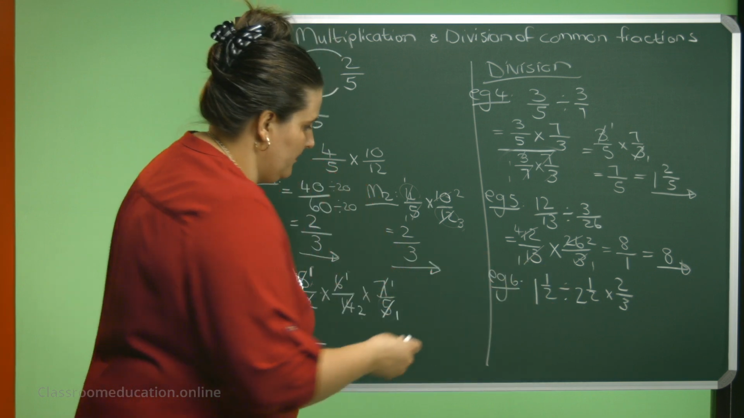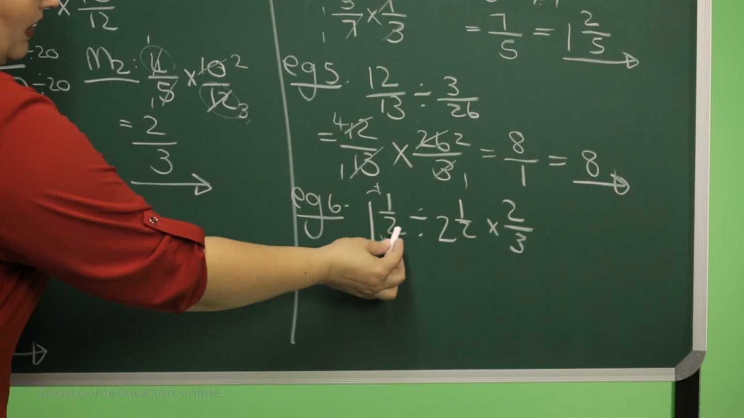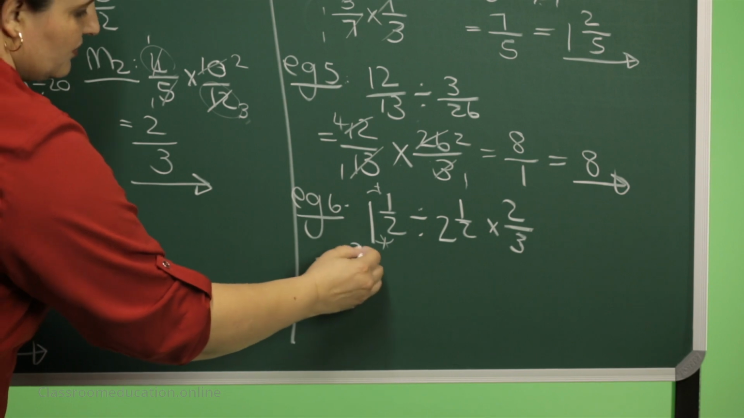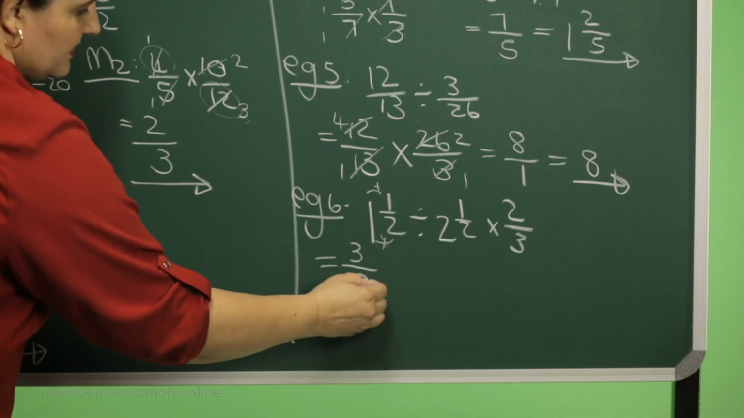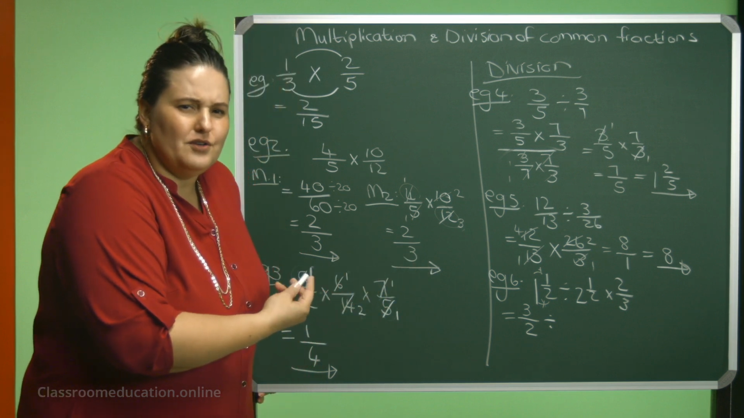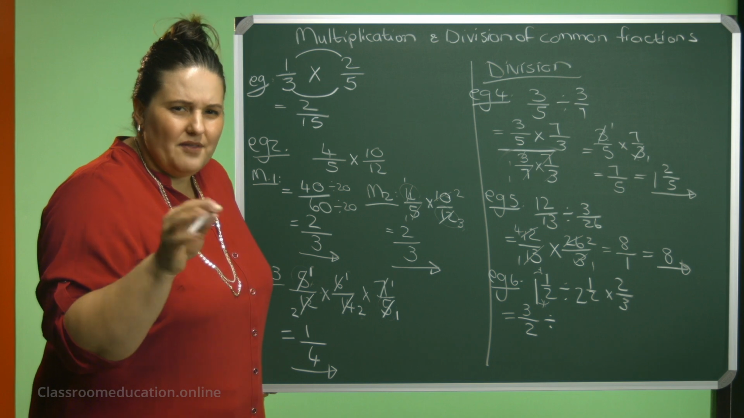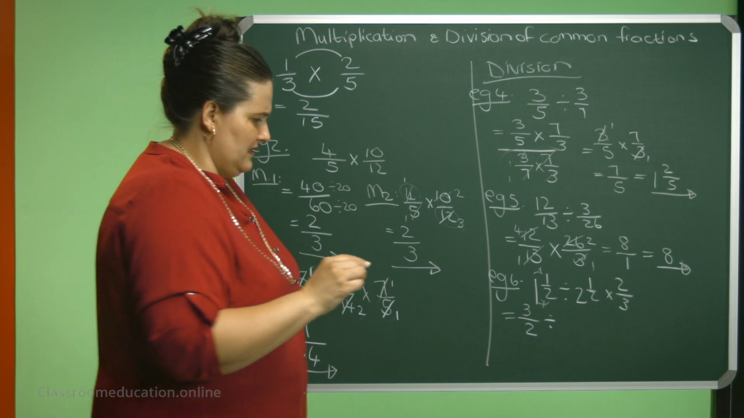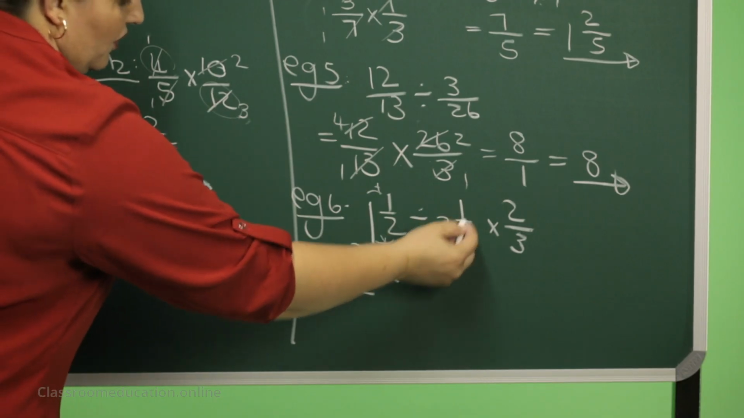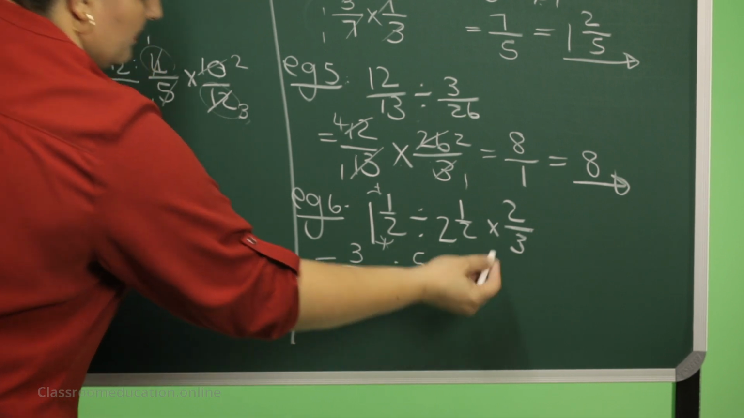So let's do that. I'm going to change it to improper fractions. 1 times 2 is 2, plus 1 is 3, and we are working with halves. Divided by, do this step first. Do not think that you are going to change it and swap it in one step. Rather make sure that you do not make mistakes. 2 times 2 is 4, plus 1 is 5, so it's 5 halves times 2 thirds.